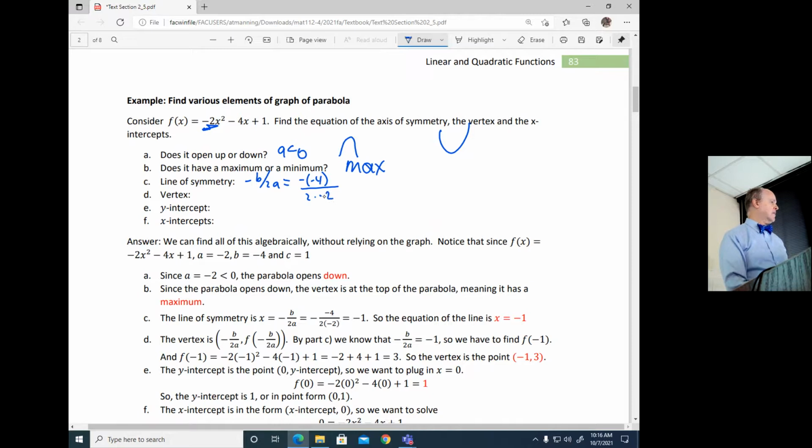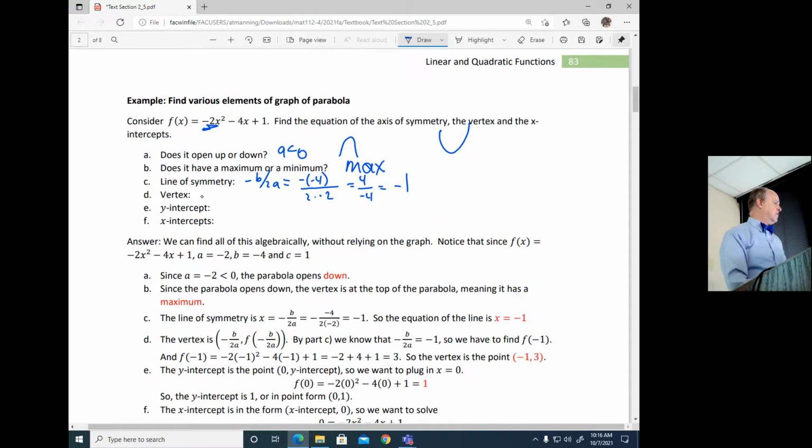Well, that becomes negative 4. This becomes positive 4. So 4 over negative 4 equals negative 1. So the line of symmetry is x equals negative 1. It came out to be a simple answer.